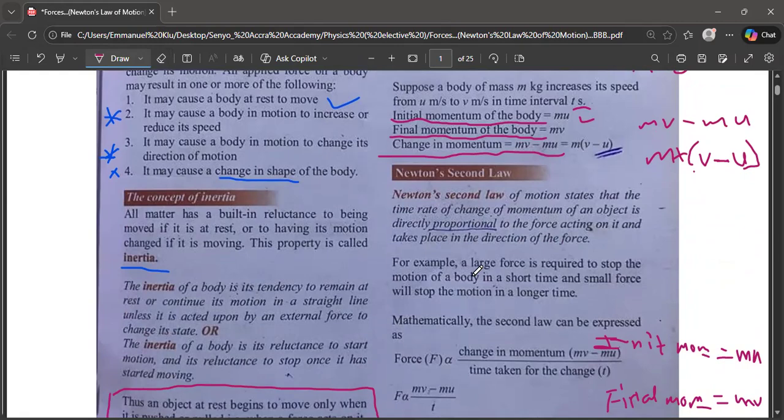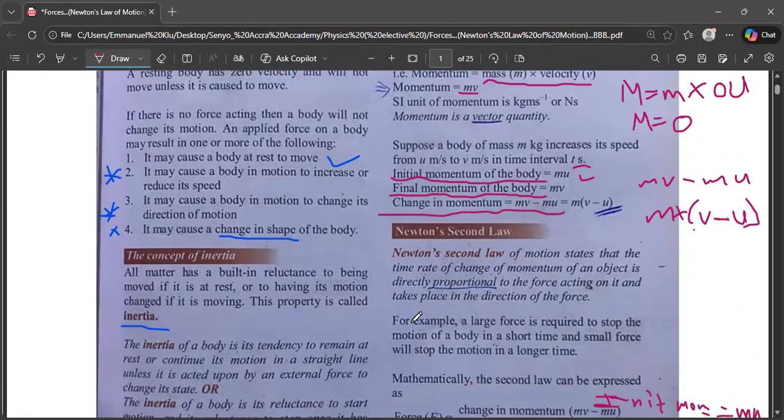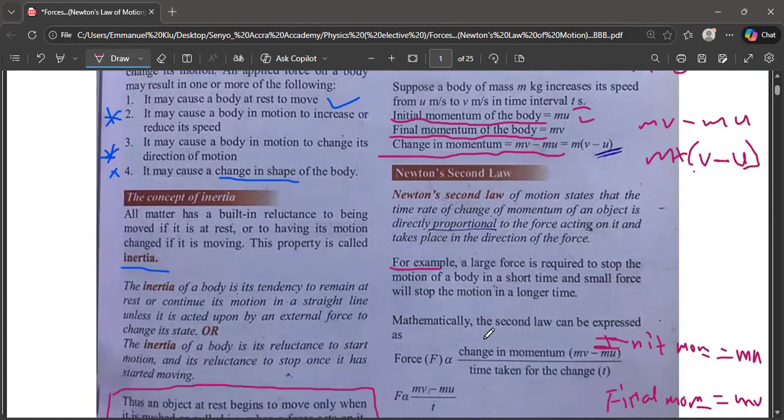The second law of motion, for example: a larger force is required to stop the motion of a body in a short time, and a small force will stop the motion in a longer time. How do you understand this statement? Listen, if let's say a car is moving with a velocity of 50 meters. Listen to my example.